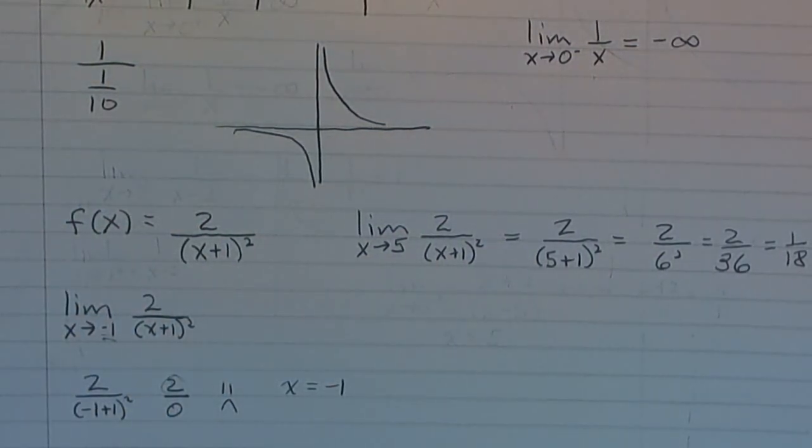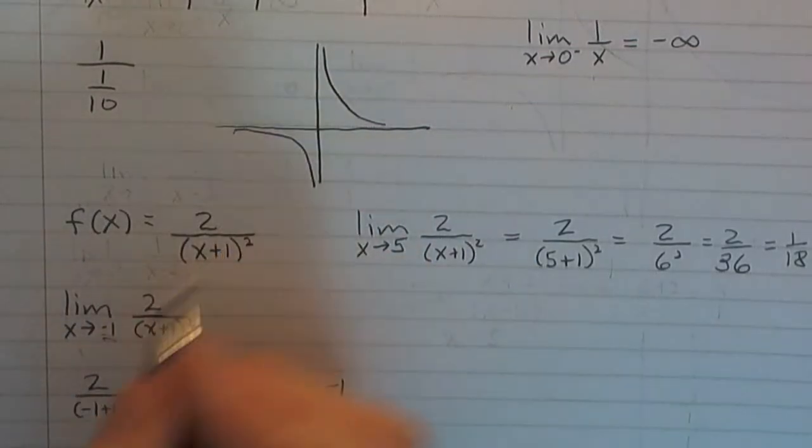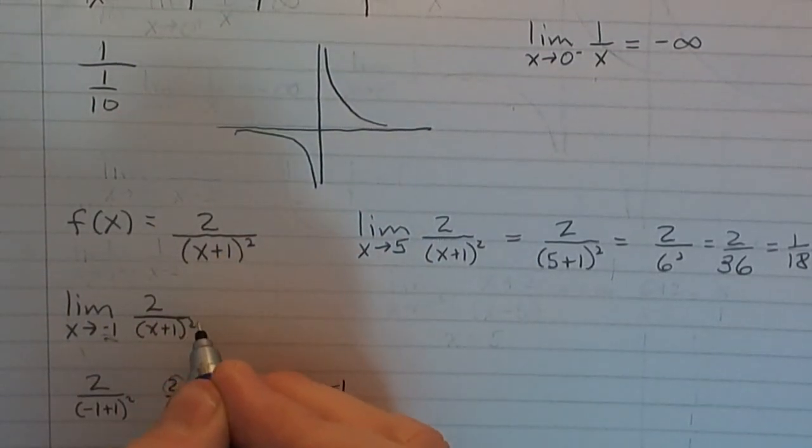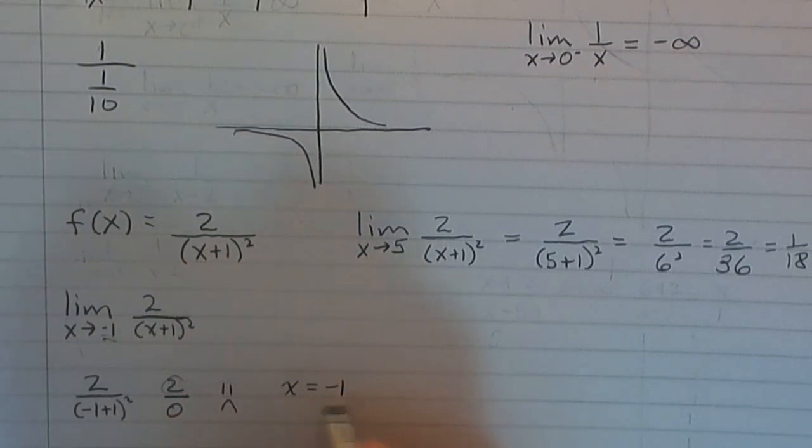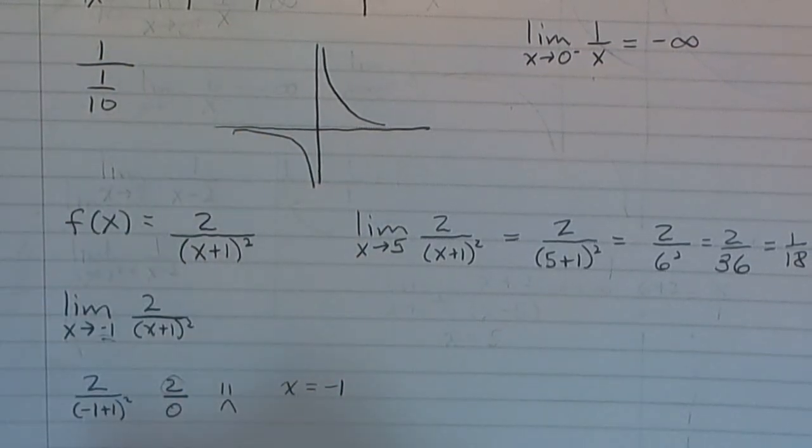Yep, that's a vertical asymptote. In other words, this limit is either going to be positive infinity or negative infinity. That's what this tells us. And what we need to do is figure out, well, which is it?